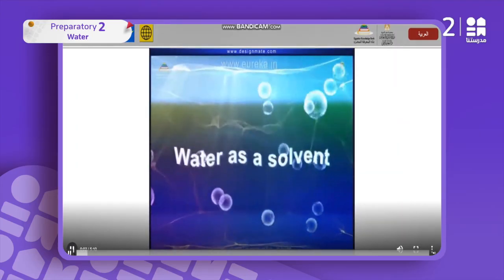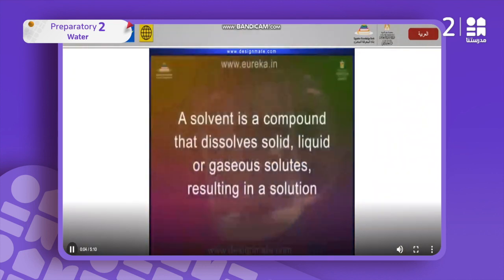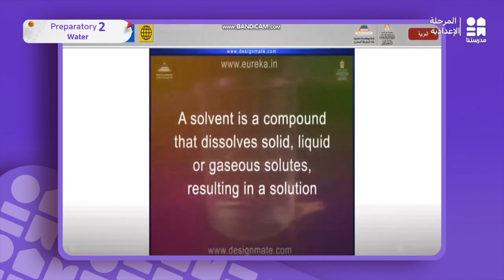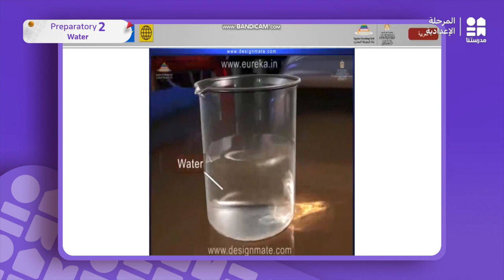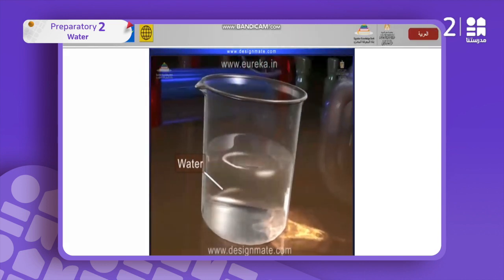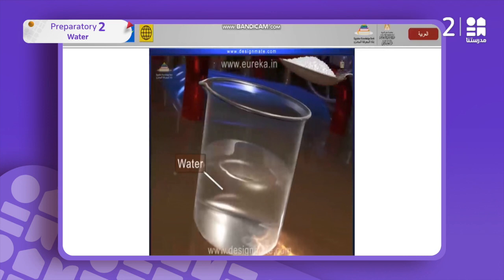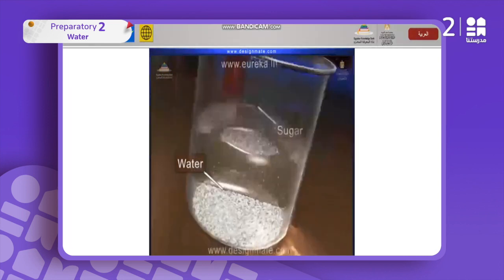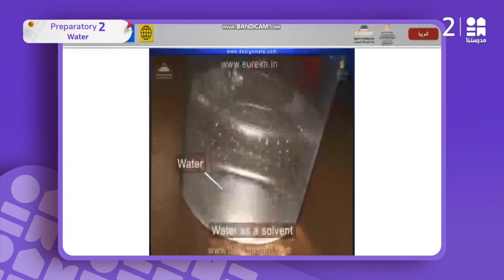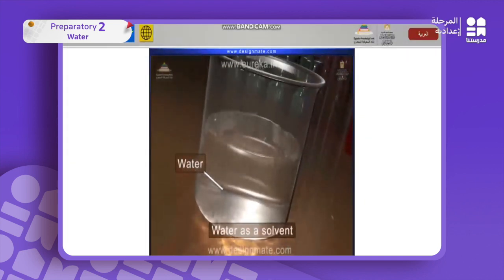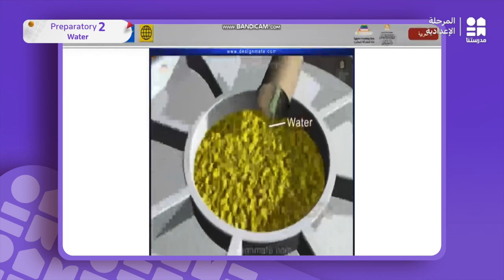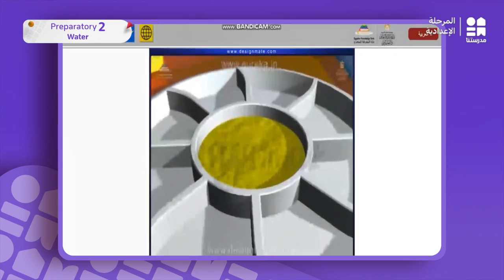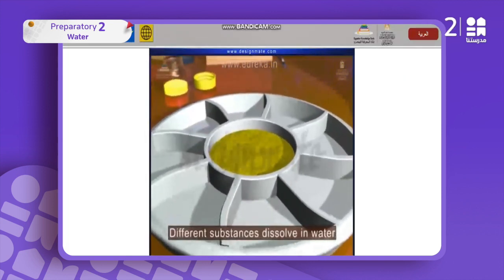Water as a solvent. A solvent is a compound that dissolves solid, liquid, or gaseous solutes, resulting in a solution. You probably dissolve a variety of substances in water every day without even realizing so. When we stir sugar in water, or use water to mix powder paints to make different colors for art classes, we are using water as a solvent. Thus, different substances dissolve in water.